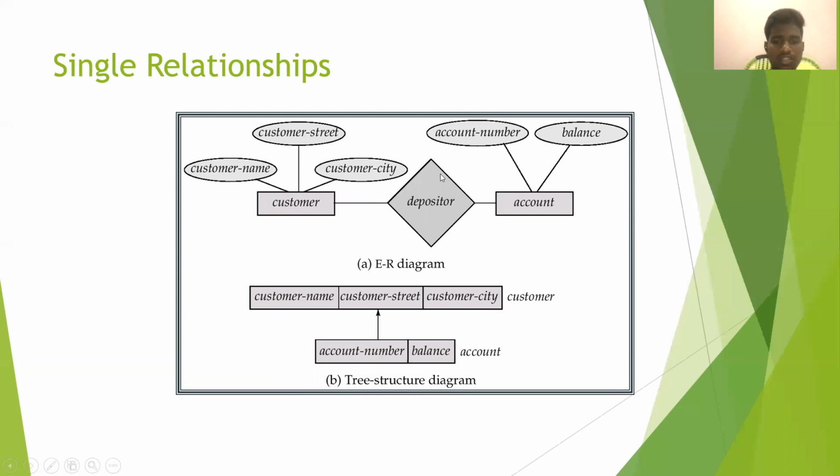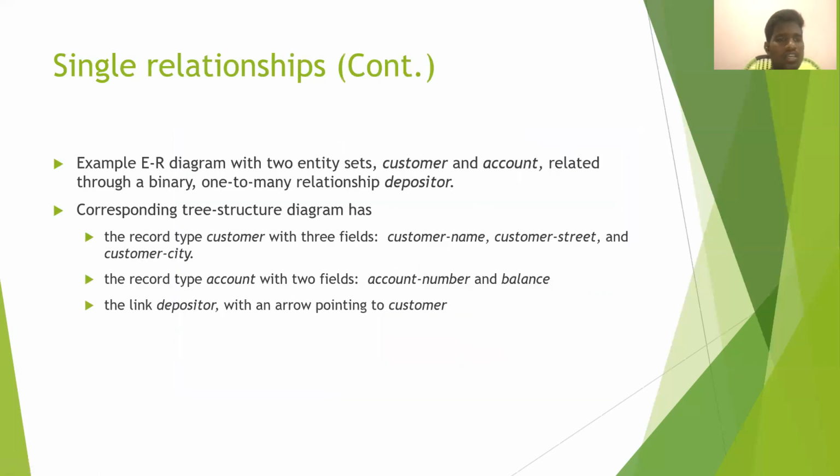Here you can see account should have account number and balance. What is the entity here? Account. Here the customer has three attributes: customer name, customer city, customer street. This diagram is converted into a tree structure diagram.